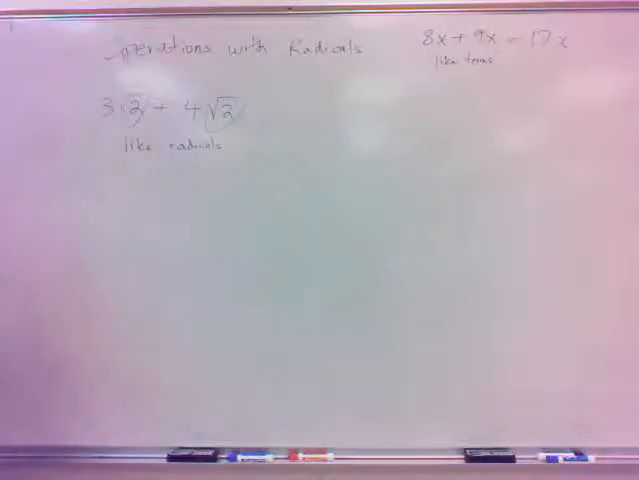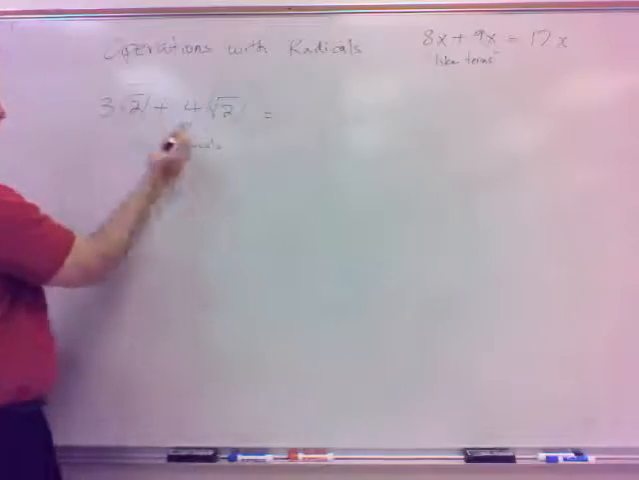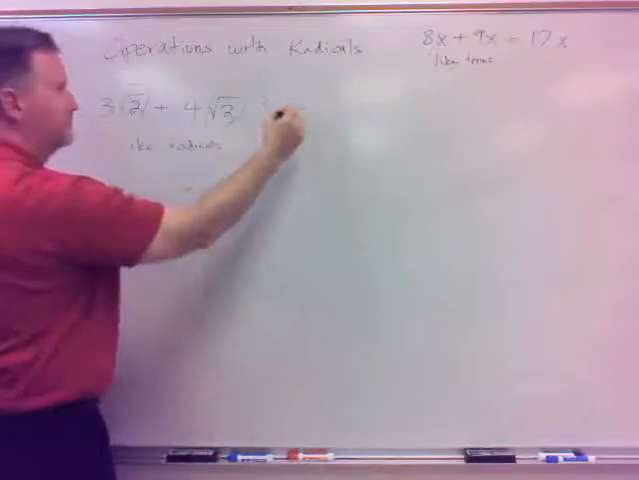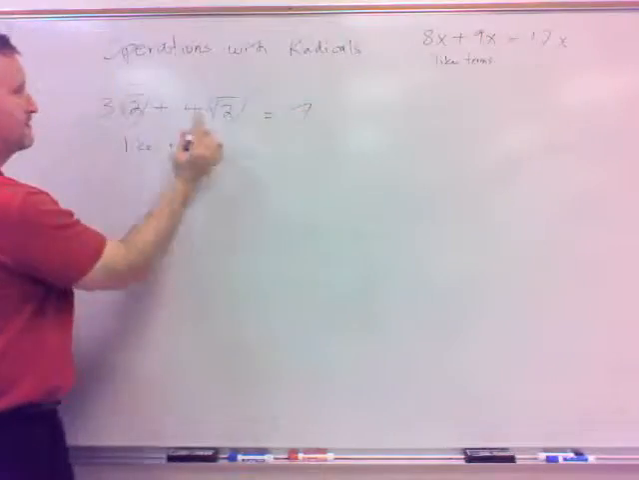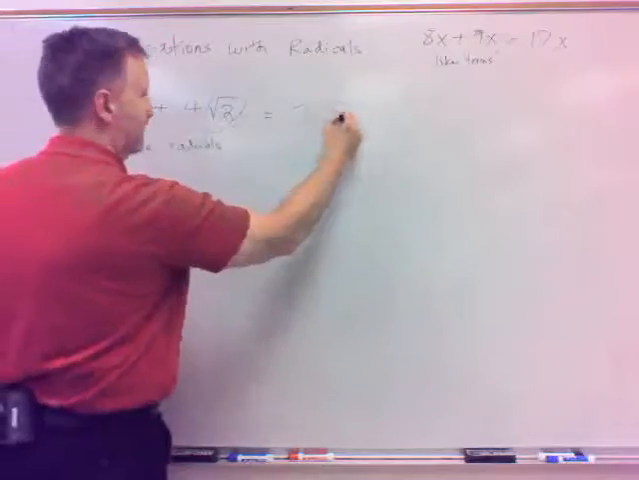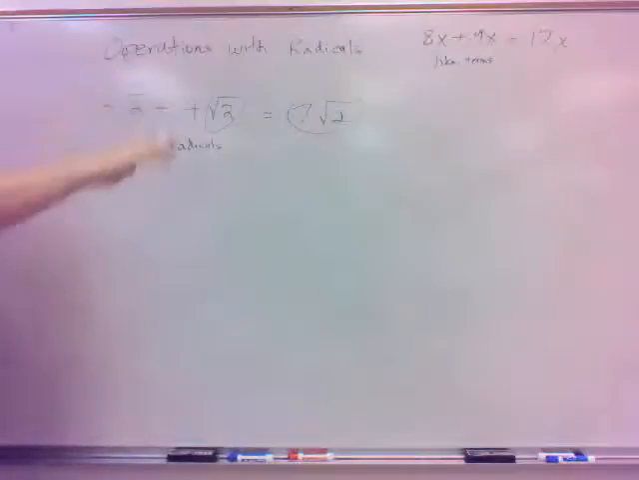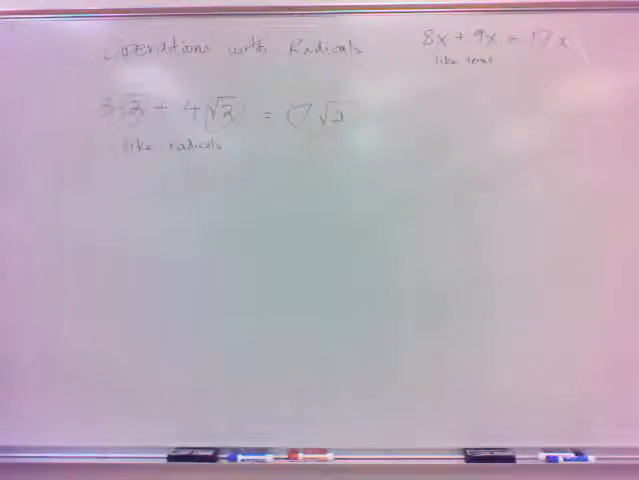Now, how do you think these will combine? Well, we're going to add the numbers in the front, right? 3 plus 4, 7. What happens to the radical? Stays the same. Yep. So yeah, it's very much exactly like adding like terms. Okay? So when we're adding radicals, that's what you want to look for. Like terms.